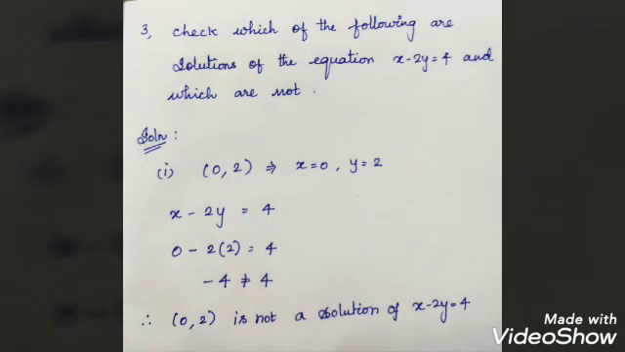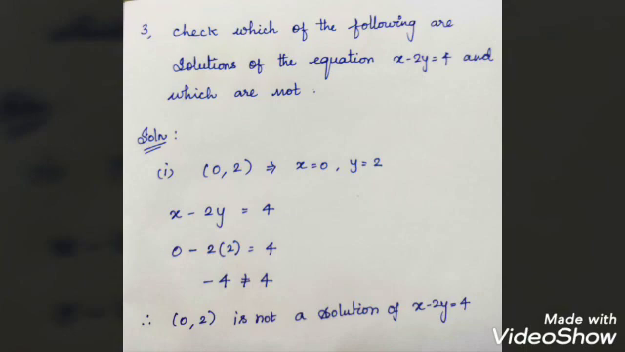Next, your third problem. Check which of the following are solutions of the equation x minus 2y equal to 4 and which are not. They are giving the values of x and y, and we are going to substitute them in that equation. First subdivision, 0, 2. So x is equal to 0 and y is equal to 2.